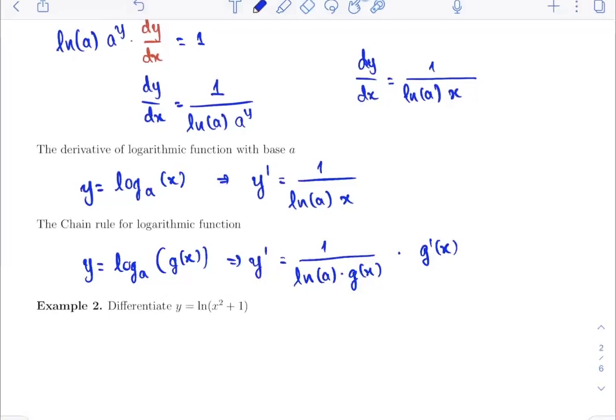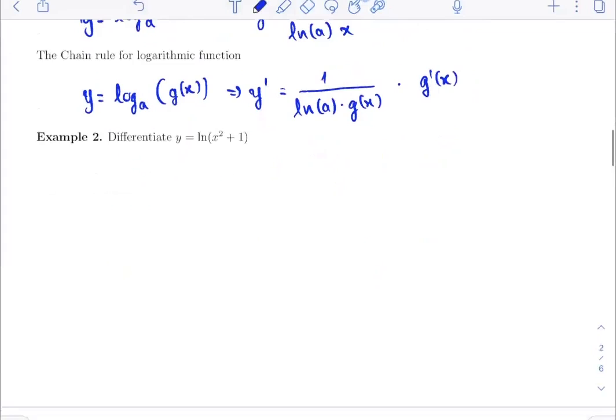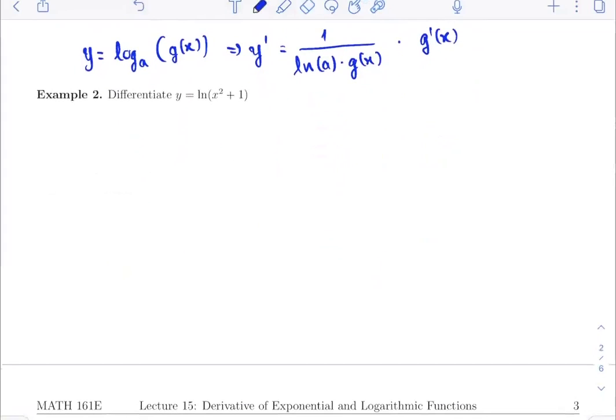There are a lot of formulas for logarithmic functions, but let's try some examples and see how the formula gets used. For example 2, I want to differentiate y equal to ln of x squared plus 1. When you see this problem, you may consider the chain rule. Right? So the outside part is the natural log function, and the inside part is x squared plus 1. So you can apply the chain rule for logarithmic functions.